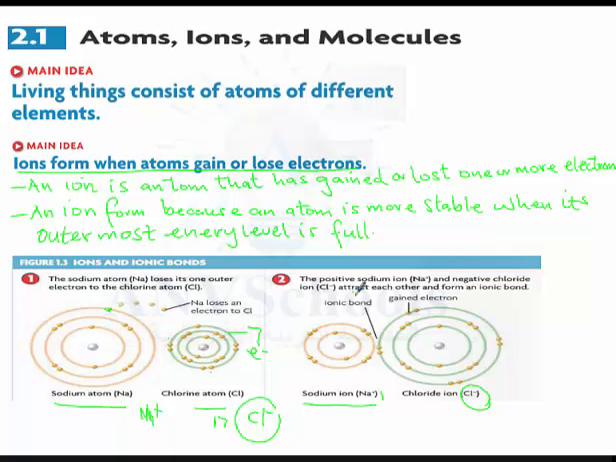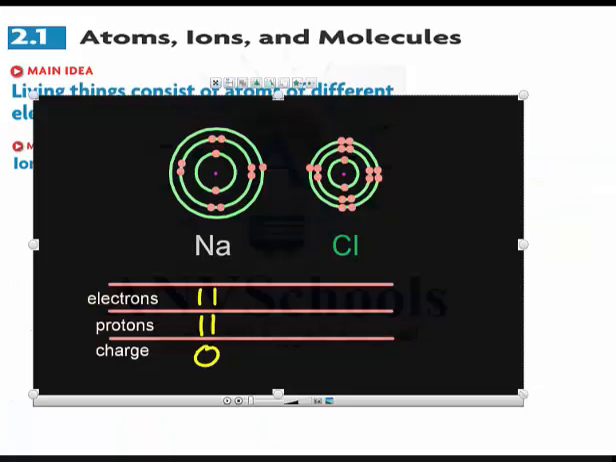So the positive sodium ion and the negative chloride ion attract each other and form what we are calling an ionic bond. So an ionic bond is formed by attraction. It's formed due to an attraction between the two elements. So we can see here what happens.